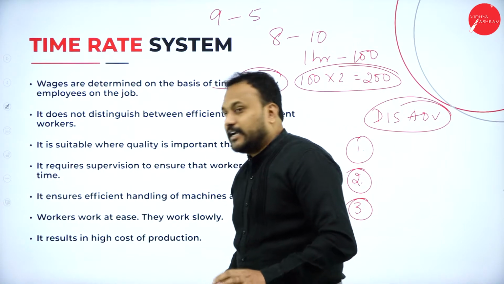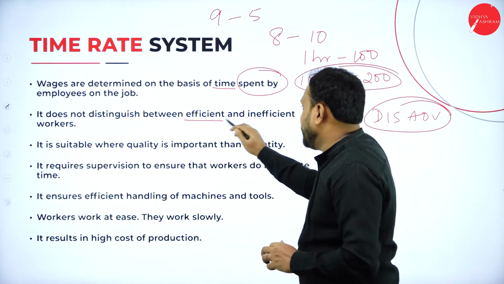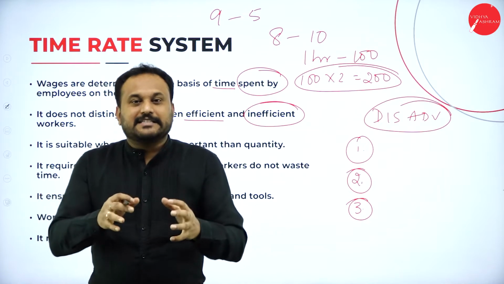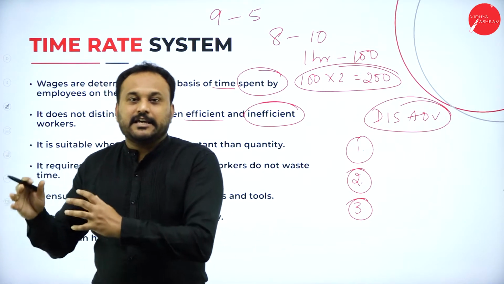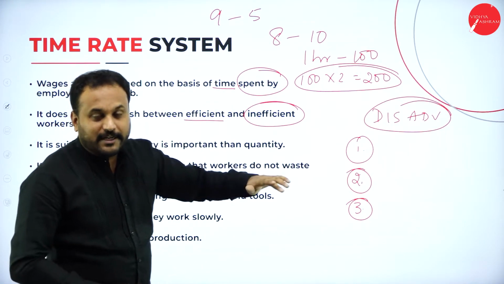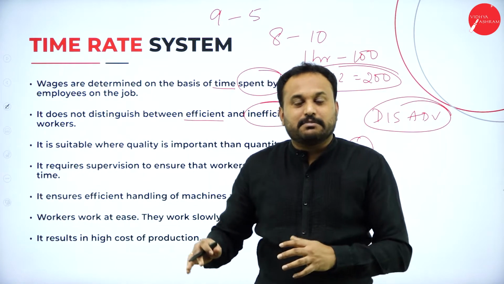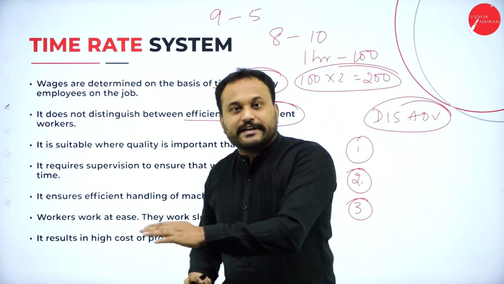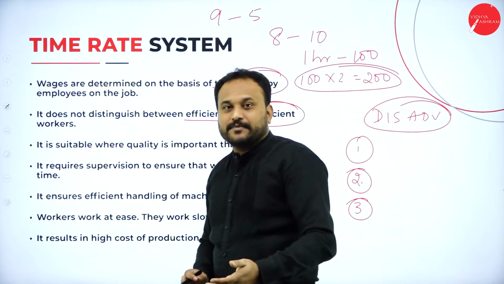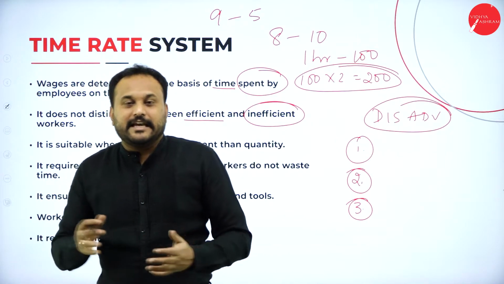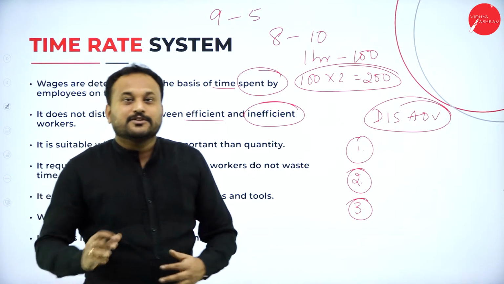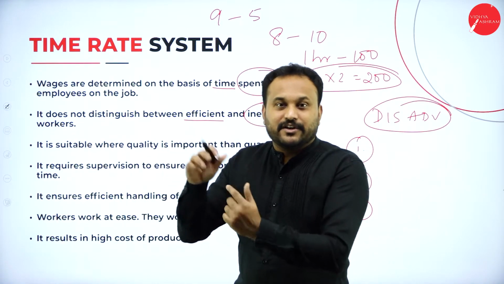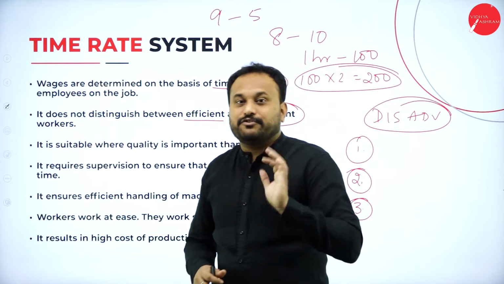Next is, it does not distinguish between efficient and inefficient workers. Definitely no. Now in the same example, if one of my colleagues works from 9 to 5 and finishes probably 10 to 15 files and has done very well, he will also get the same salary that I get. So what is the difference between me and him? The efficiency and inefficiency. That's the reason the time rate system for the employer is really bad. For the employee it is very good.